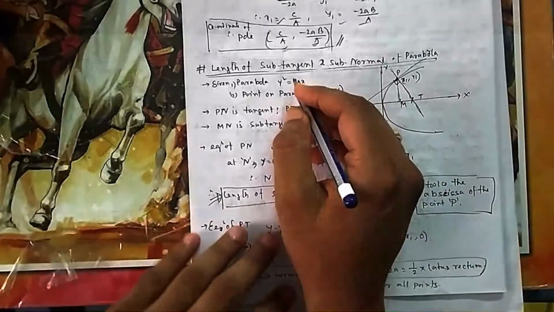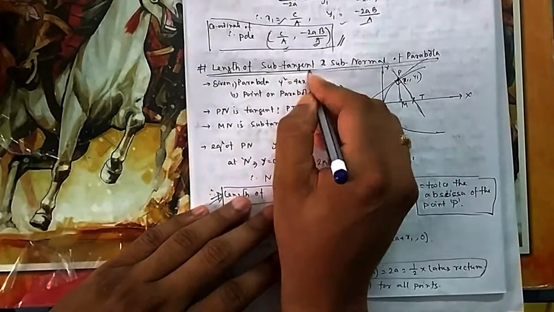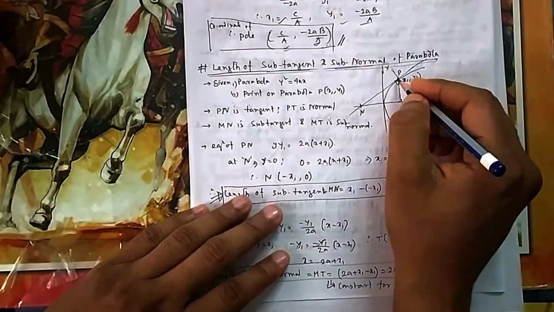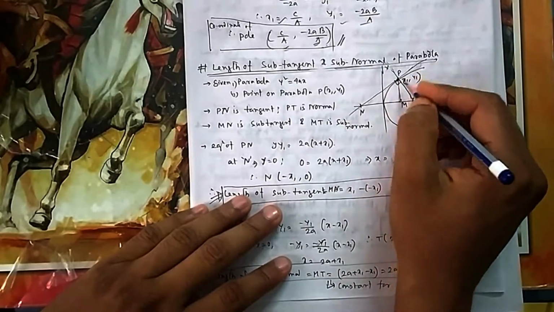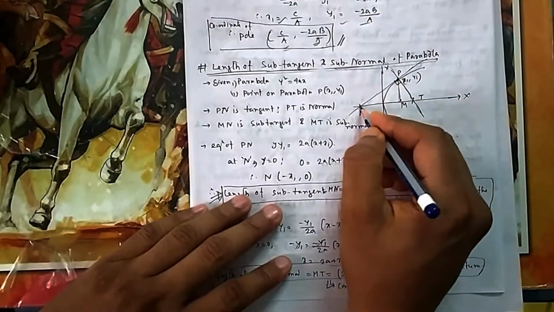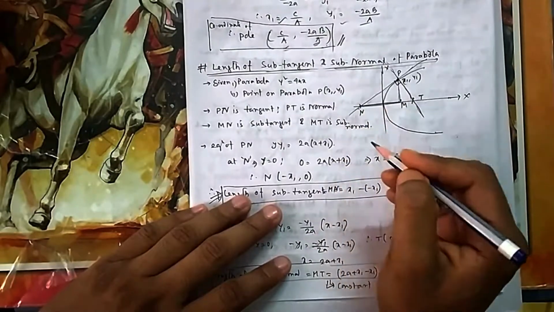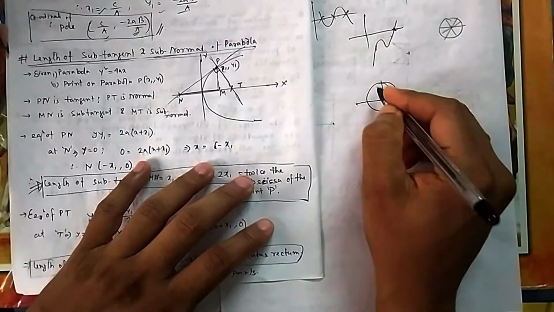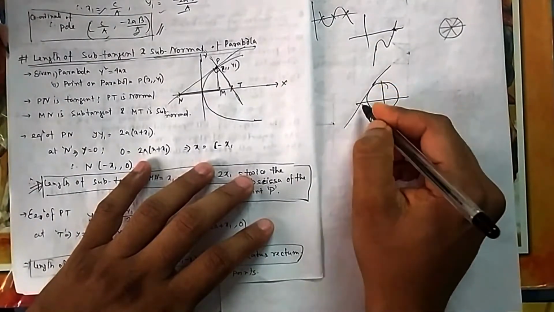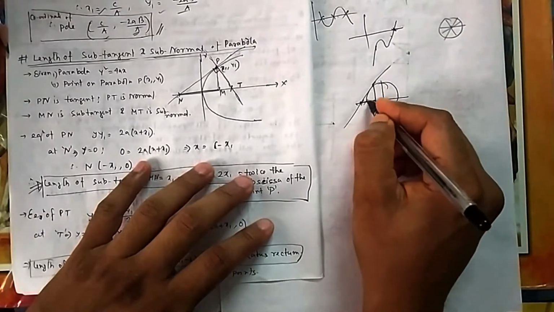Now, one thing I forgot in the case of circle, so I thought I will make it clear in tangent: the length of subtangent and subnormal. It will be the same for a circle also. At a point you draw a tangent and a normal. This tangent will meet the x-axis at some point, and from here to here is known as the subtangent. In the case of a circle, suppose you have drawn a tangent here, and this tangent meets here. So from here to here becomes your subtangent.